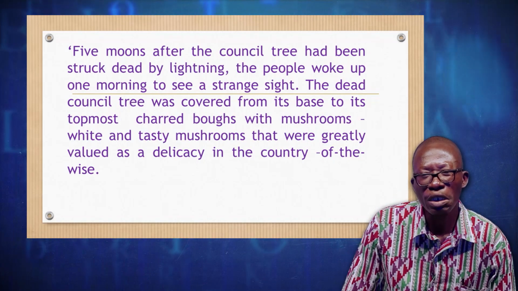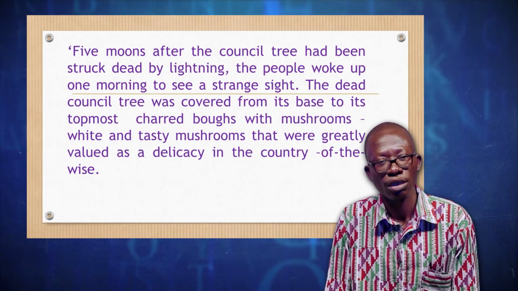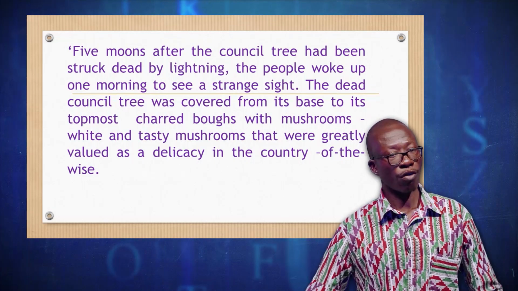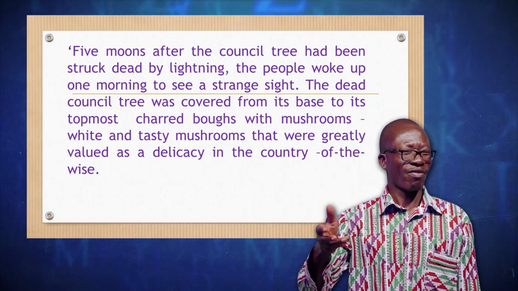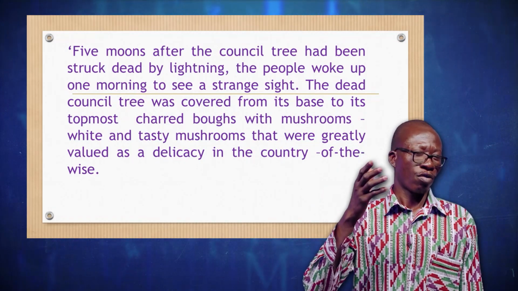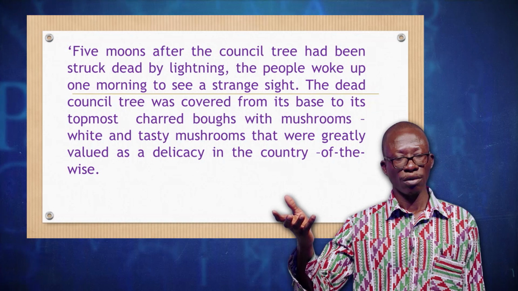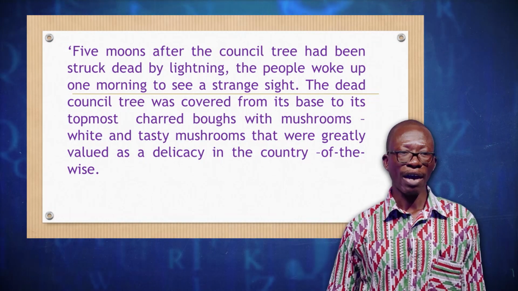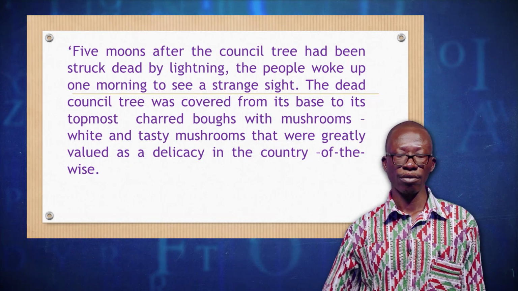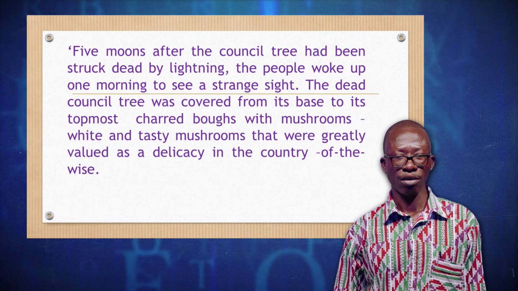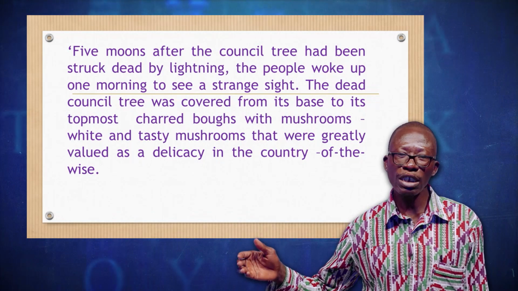Now, what are the clauses in these sentences? Let's take the first sentence. Let's identify the clauses. Do we have more than one clause? If we do, are they of equal weighting? If not, which one is subordinate to the other? We can identify the clauses by, one, finding the subject-verb relationship in a string of expression. Then we say that's a clause. So we have "five moons after the council tree had been struck dead by lightning." That is one clause there. Then we have another one: "the people woke up one morning to see a strange thing."